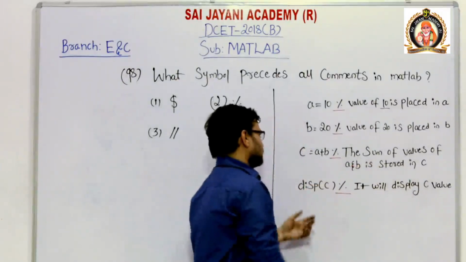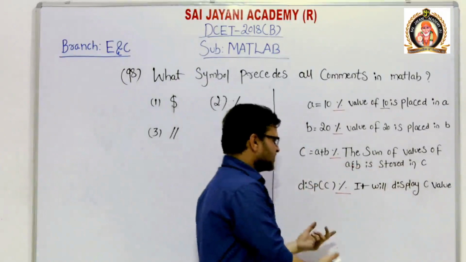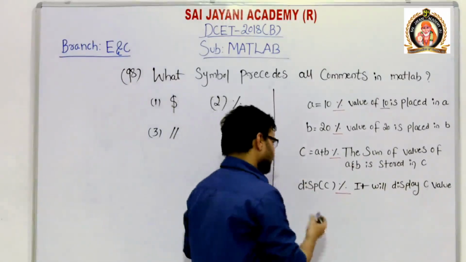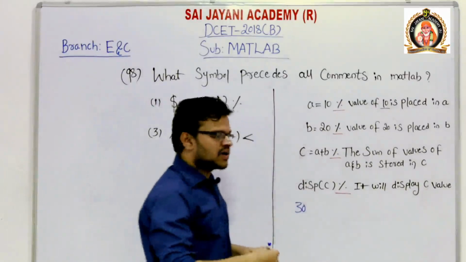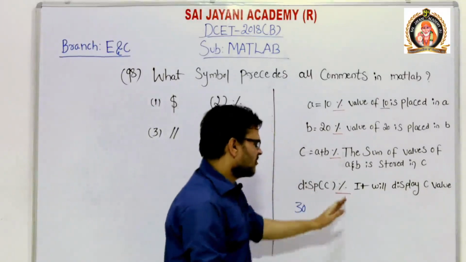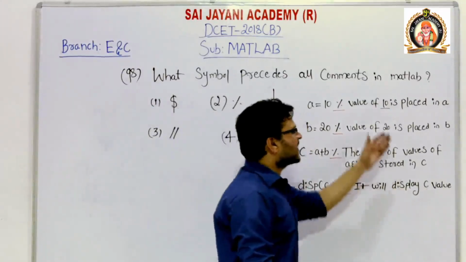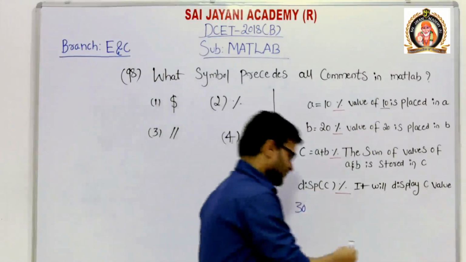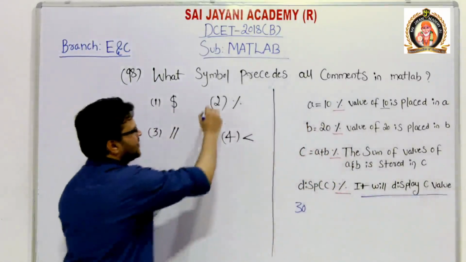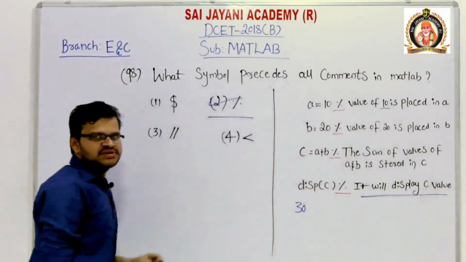Okay. Then disp c means it will display the content of the variable c. That means it will display 30 on the command window. Here also we are using the percentage symbol. Whatever you write after the percentage symbol, MATLAB considers it as a comment. So from the above options, the second one is the correct option.